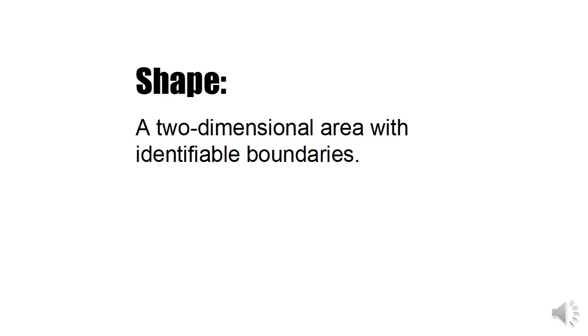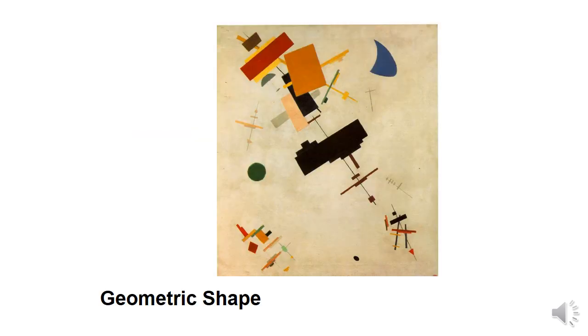Now, let's talk about shape for a minute. Second of the visual elements. A shape is a two-dimensional area with identifiable boundaries. Keep in mind, they have to be identifiable. If you can't tell where it stops and starts, it's not a shape, right? So, this is super easy. Two types of shape I want you to remember.